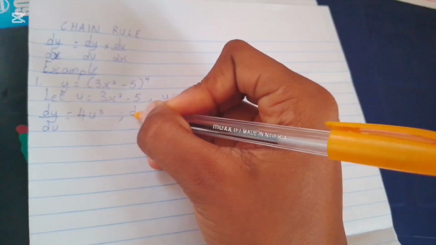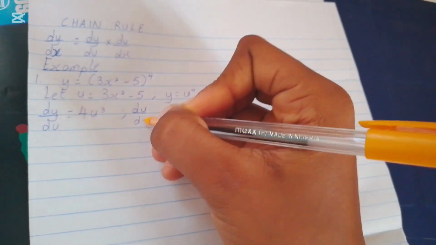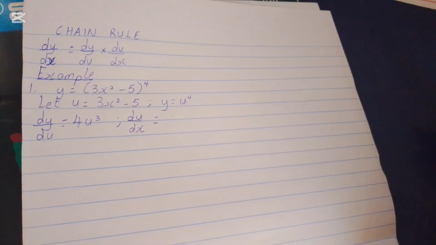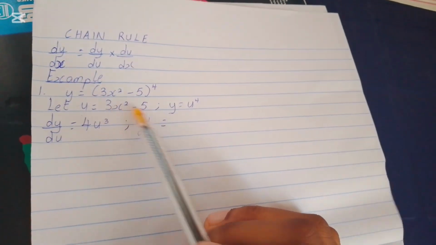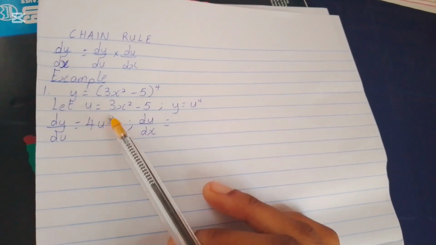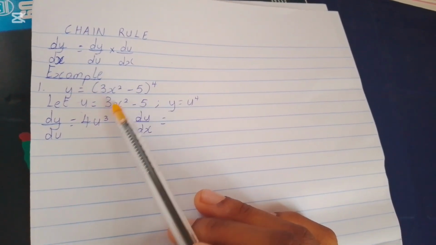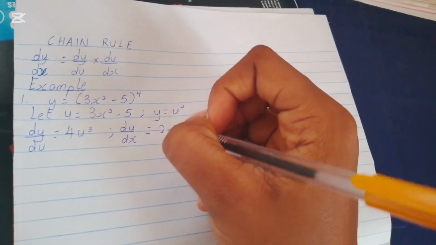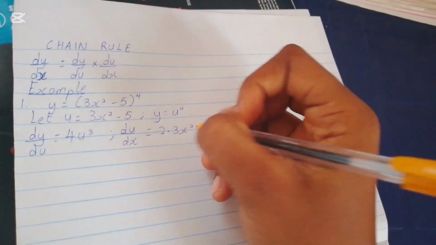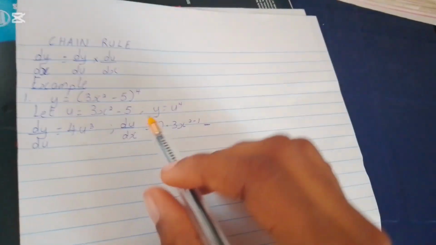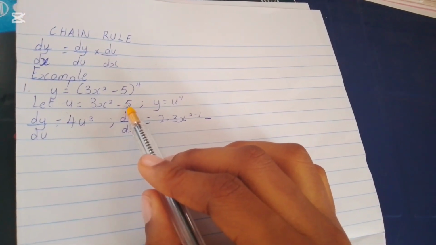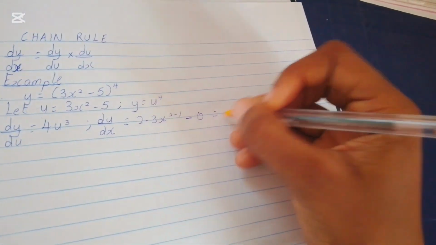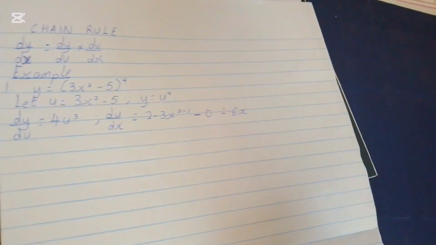Then to get our du by dx, this is gotten by differentiating our u with respect to x. So to get du by dx, here we have 3x squared minus 5. Differentiating 3x squared, you bring down the power, so you'll be having 2 times 3x raised to the power of 2 minus 1, minus, differentiate 5. 5 is a constant. The derivative of a constant will give us 0. So this will simply give us 6x only.